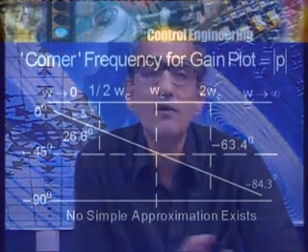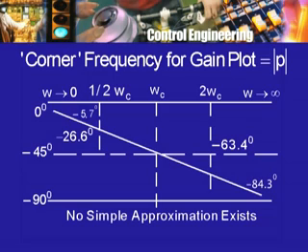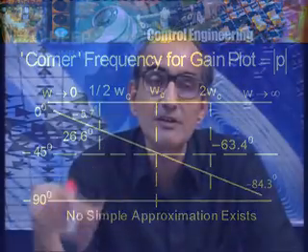Now, for each pole we will get a phase shift variation like this. Of course, the different poles will have different corner frequencies. So, these curves will be shifted horizontally along the frequency axis. For each zero, the phase shift, instead of being negative, it is positive. So, it will vary from 0 to 90 degrees rather than from 0 to minus 90 degrees.